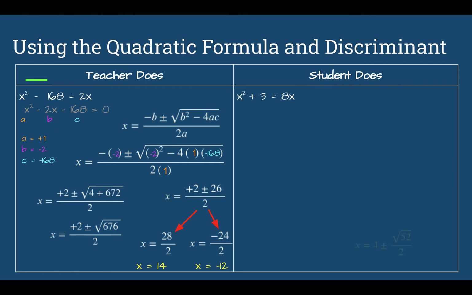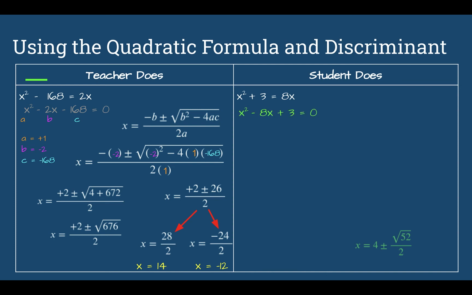Let's check. Here you should have got 4 plus or minus the square root of 52 over 2. Now I just left it as a square root here. If you changed that square root into a decimal of 7 point whatever it is, then your answers might be slightly different, yet still correct. So let's look how to get that and how I kept it as the square root of 52.